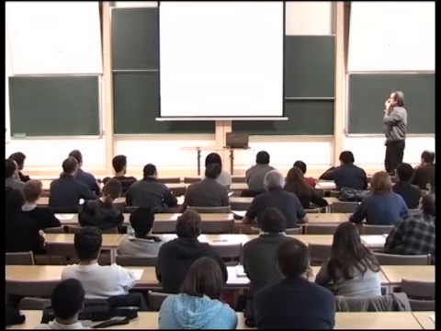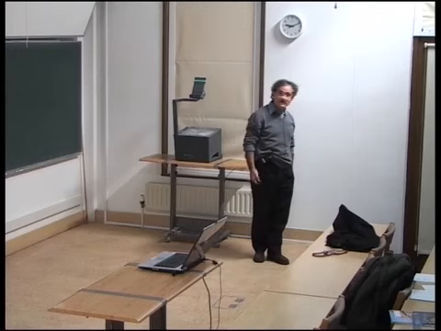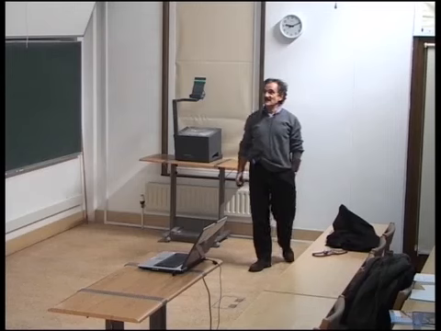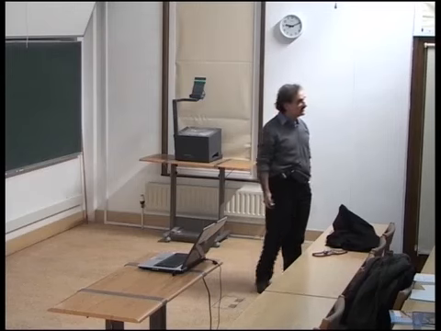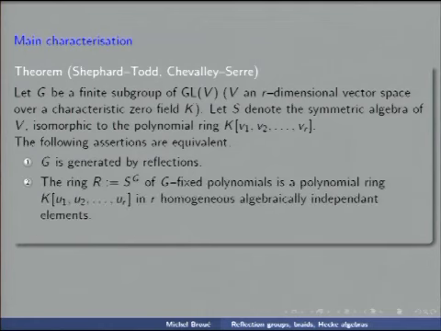And the theorem is as follows. Let G be a finite subgroup of GLV, as we were working with, and let S be the symmetric algebra, etc. Then the following assertions are equivalent. First of all, G is generated by reflections. In other words, G is a finite reflection group, an FRG. Secondly, the ring of invariants, the ring R, is a polynomial ring in r algebraically independent homogeneous elements, which I still denote by u1, ..., ur.